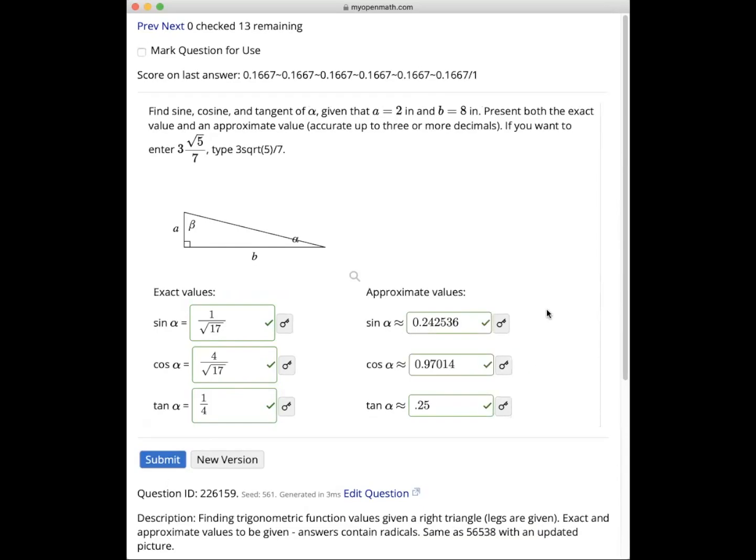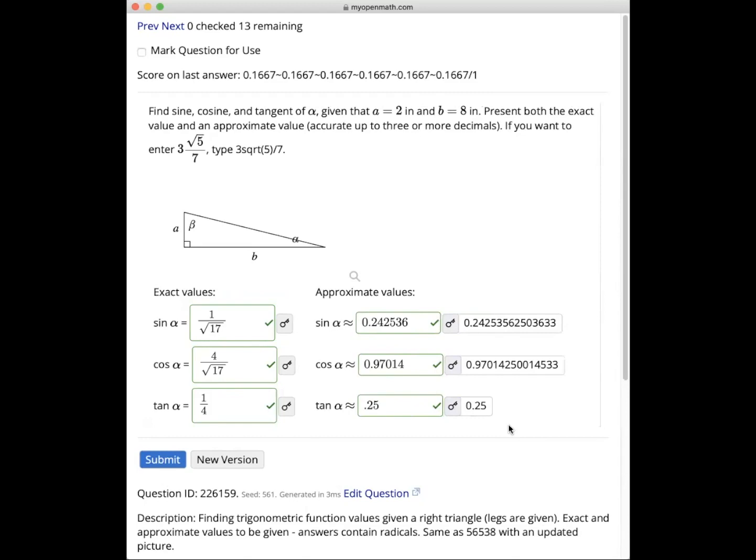Let's submit it, and we got it right. Yeah, it is a decimal form.